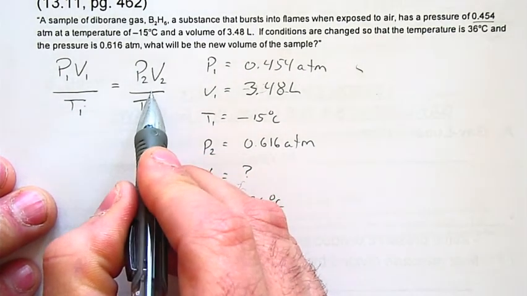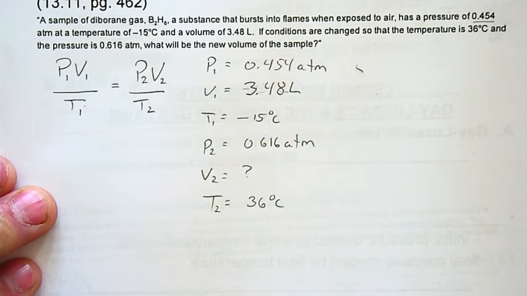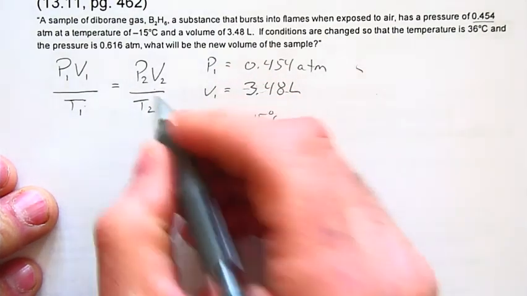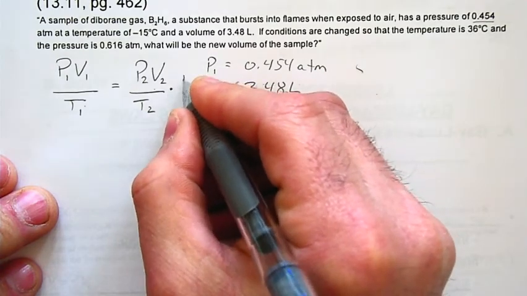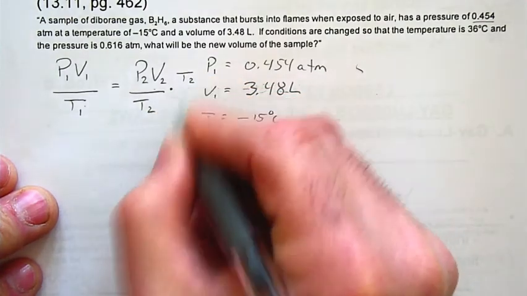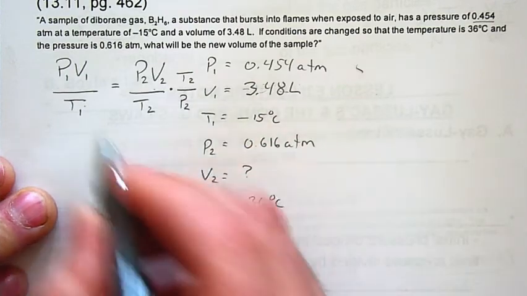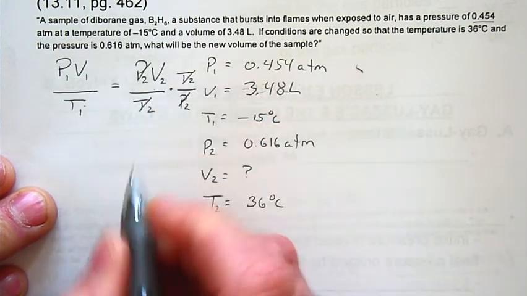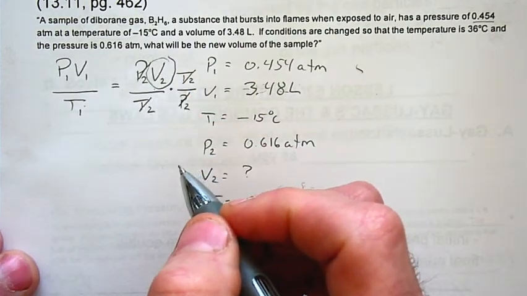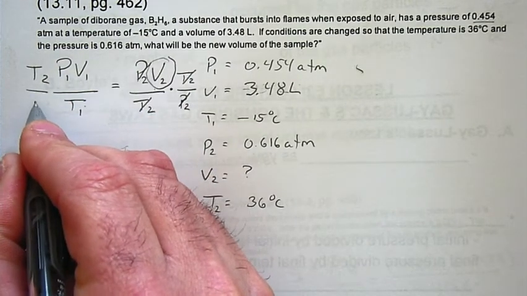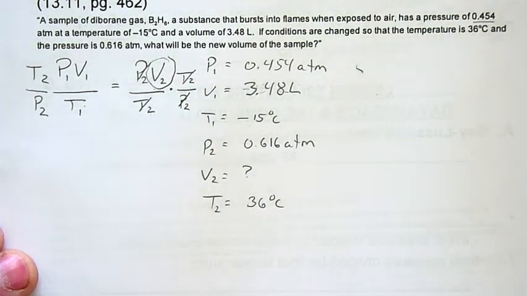Since we're solving for V2, we need to rearrange the formula to isolate it. Remember, when isolating a variable, it needs to be a numerator and all by itself on one side of the equation. It's already on top, so it's already a numerator, so we simply need to isolate it by doing the opposite of what's being done to it. Since it's being divided by T2, we want to multiply by T2. And since it's being multiplied by P2, we want to divide. That way, those cancel out, leaving V2 all by itself. And of course, what we do to one side, we have to do to the other in order to maintain the balance.